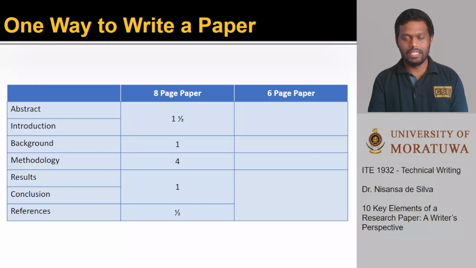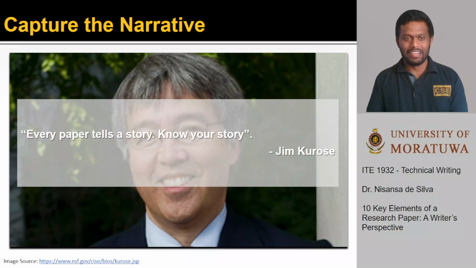Similarly, if you have 6 pages, you can put 3 pages into methodology, about 1 page into abstract and introduction, 1 page into background, and 1 page into results, conclusion, references. As you can see, sometimes things are shared so that you can compromise within those divisions. The parting thought is, every paper tells a story. Know your story. Right? Tell your story.